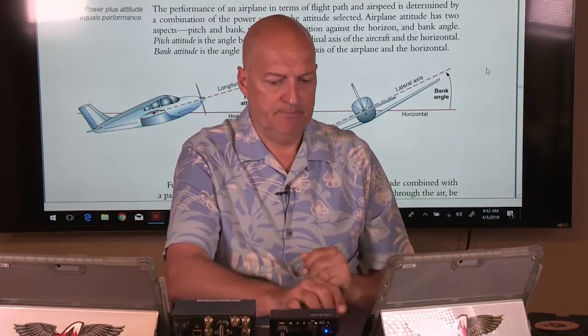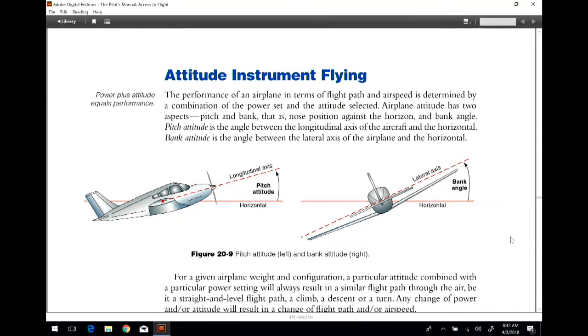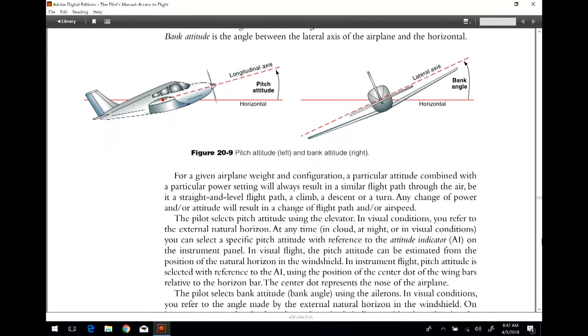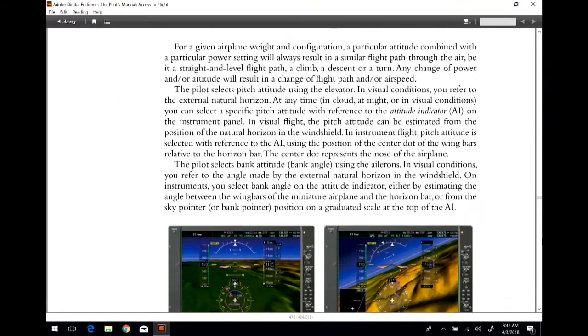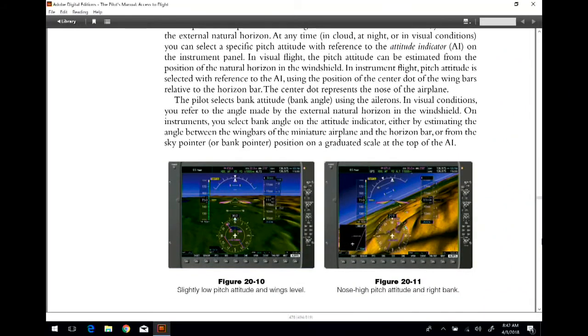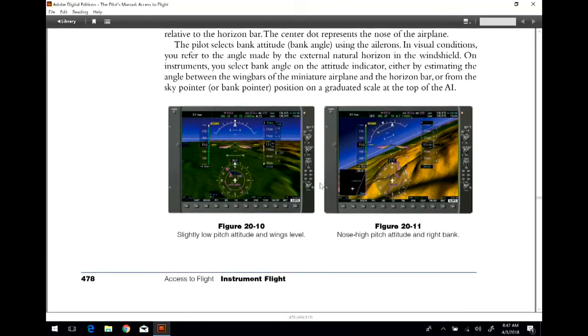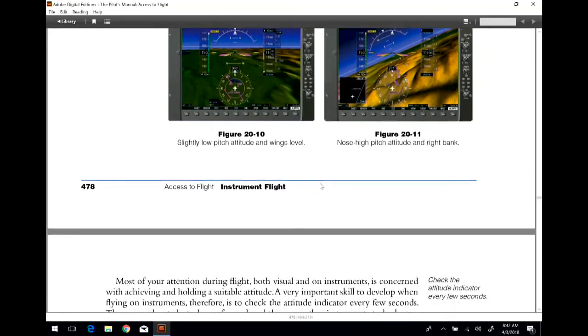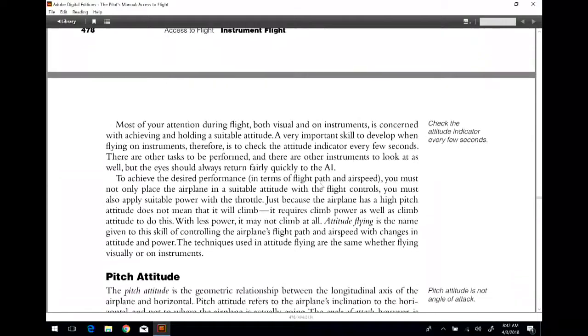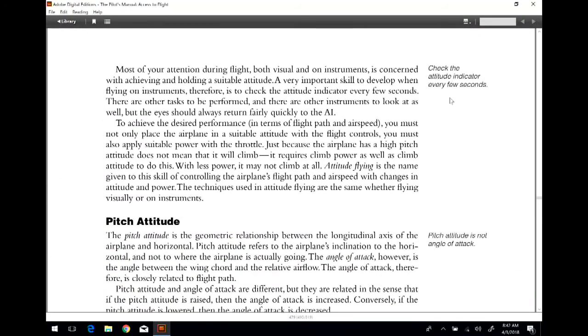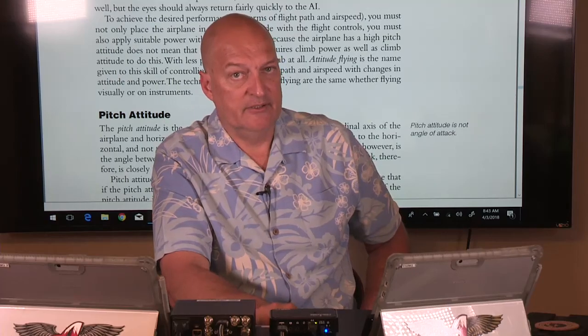That's long enough. Okay. Here we are, and it shows you the different displays. This is the Garmin G1000 right here, and it's pretty self-explanatory what it's showing you there. Check the attitude indicator every few seconds. Good counsel.